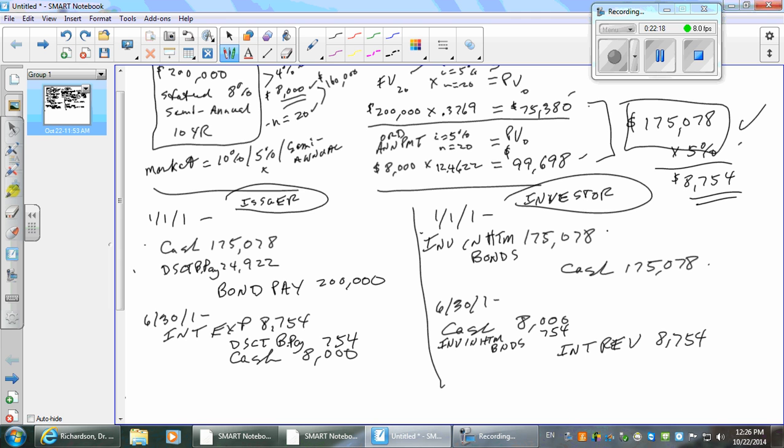When I do this 20 times, I'm not going to put in only 754. It's going to be more the next time, and more the next time, and more the next time. And by the time I get done, I will have eliminated this entire 24,922 discount. It will go to zero, and I'll have just the 200 left. And this 175,078 will grow until it is 200. So in both cases, it's going to be 200 carrying value of the bond. Got it? Okay? Sort of.